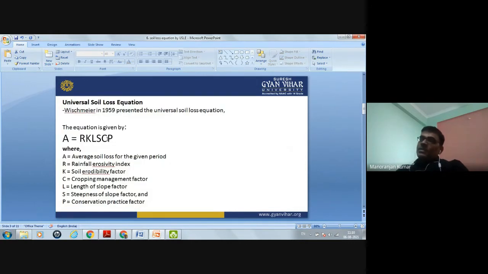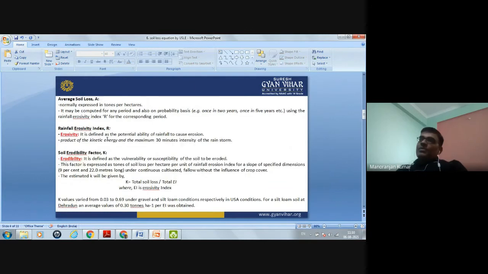Now we will discuss all these terms one by one. So first is A, the average soil loss. This average soil loss is expressed in tons per hectare. In 1 hectare, how many tons of soil are eroded? That is A. The value of A is computed for any period and also on a probability basis, for example, once in 2 years, once in 5 years, etc., using the rainfall erosivity index R for the corresponding period.